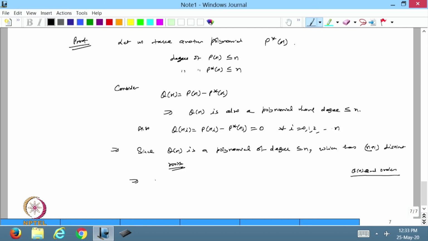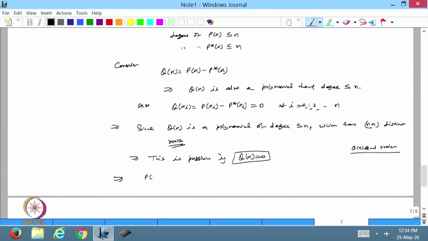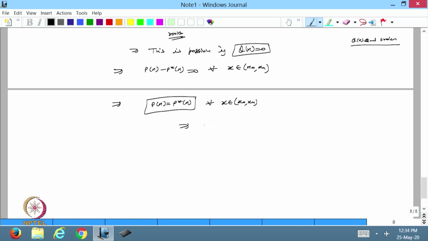This is possible only if q x itself is 0. So it is 0 for all values of x, which implies that p x minus p star x is 0 for all x between x 0 and x n, for all values of x in the given data. So I can say that p x is equal to p star x for all x, and therefore p x is unique. It may look like a different one, but ultimately the polynomial is unique.